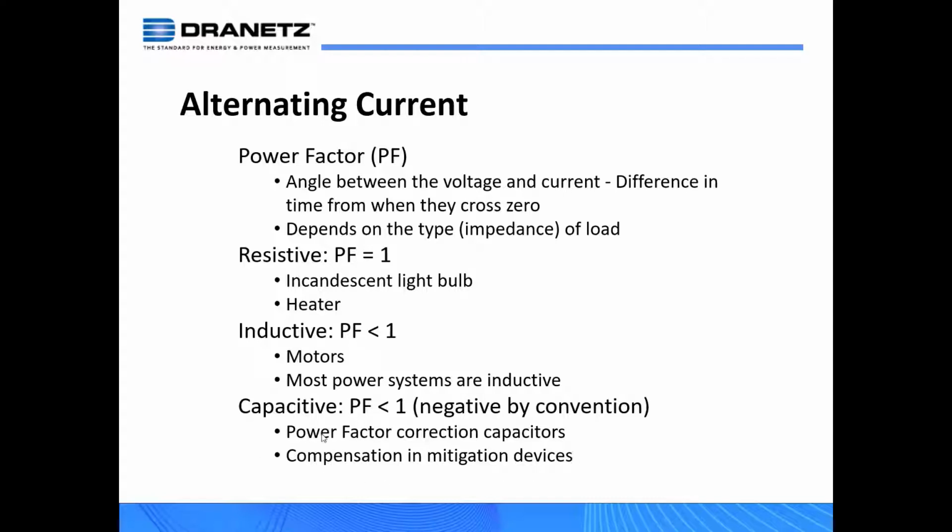But they're also compensation and mitigation devices. UPSs, modern versions of UPSs, have power factor compensation. And just note that sometimes when they're lightly loaded, and in other applications, they may actually provide a capacitive power factor. You may see that by the metering because it's kind of overcompensating because they're lightly loaded. So you may see that.